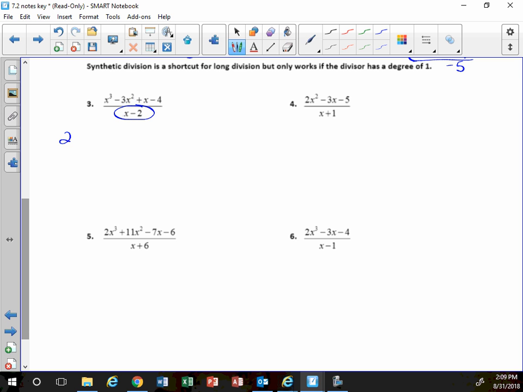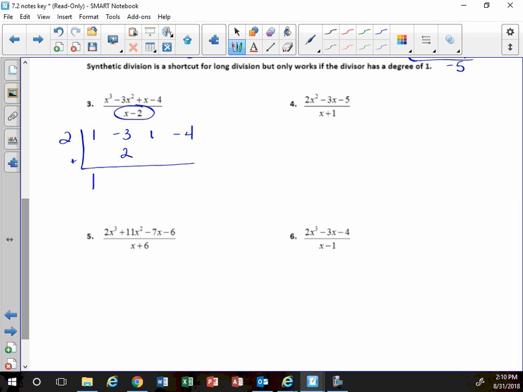2. So that goes on the outside of my little half box here. Then all you're looking at is coefficients from your problem. So x cubed, I'm going to put a 1. Then a negative 3, a 1, and a negative 4. All right, to begin, bring down your first number. So the 1 just comes straight down. Okay. Then it's 1 times the number you have outside, so 1 times 2, which is 2.